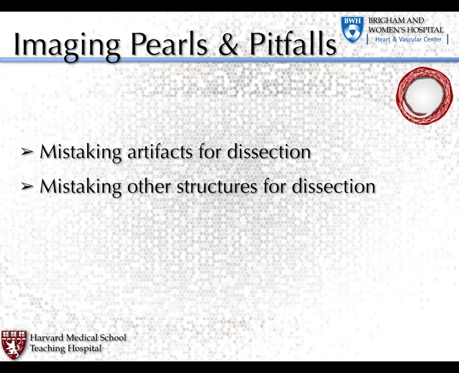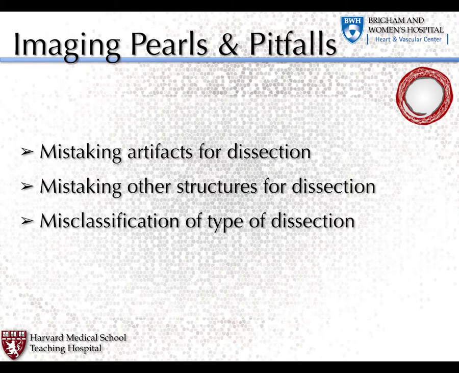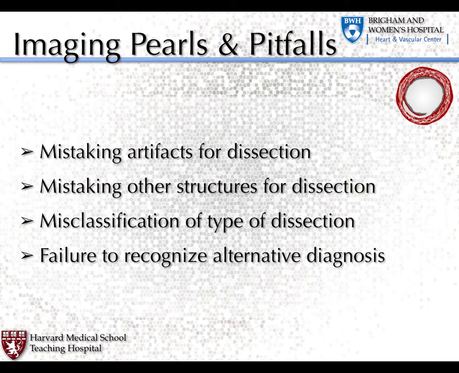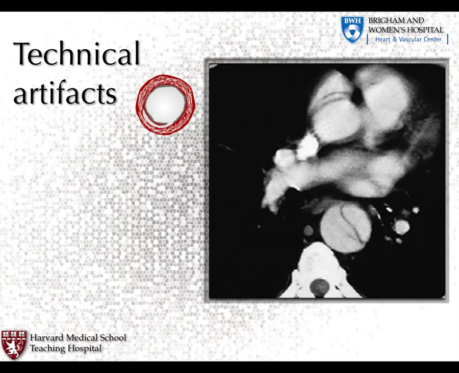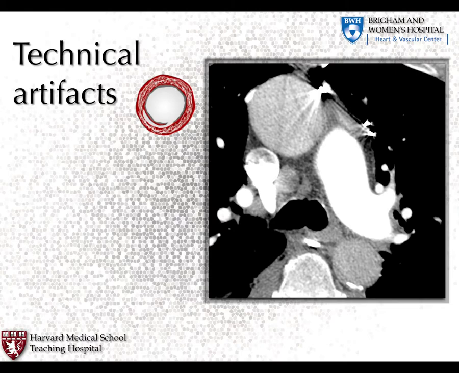We'll take a look at mistaking other structures for dissection, misclassification of type of dissection, and failure to recognize alternative diagnosis. So let's review some technical artifacts here. This is a pulsation artifact where we have the aorta right next to the right atrial appendage that mimics a dissection. Here's another example. Here we have surgical clips from a patient that's had coronary artery bypass grafting, and we see the streak artifacts coming off of that.